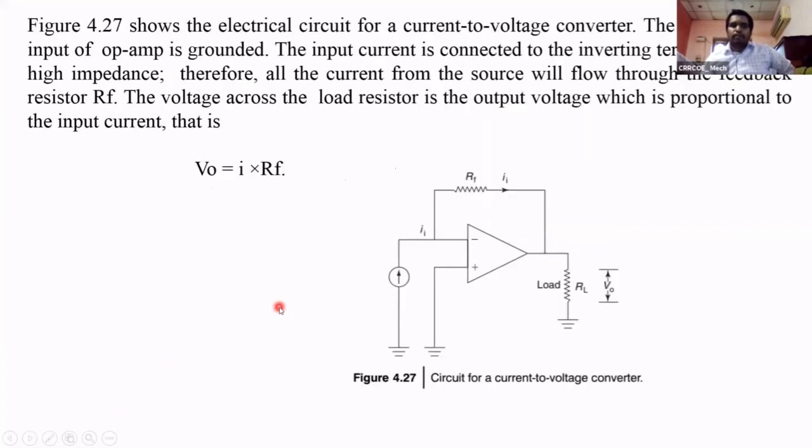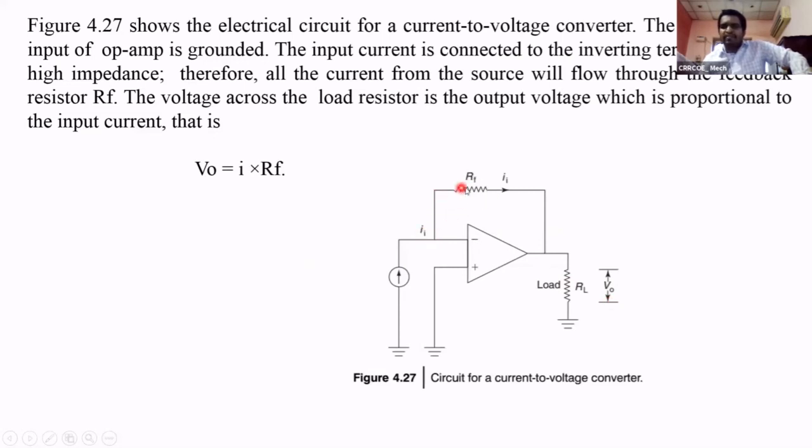Next one, current to voltage converter. Now the operational amplifier is connected like this, where the positive terminal is grounded. Here we are converting current into voltage, so the input is current, II, that is given to the inverting terminal. Now the feedback RF is connected from the output to the inverting terminal. We are taking voltage at the load resistance. We need V out, and the current flowing through this RF is II.